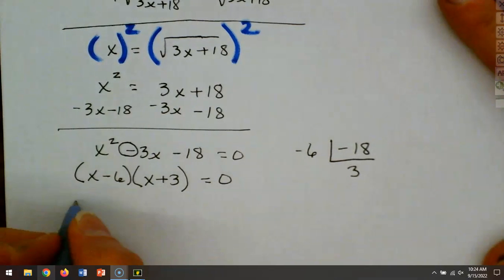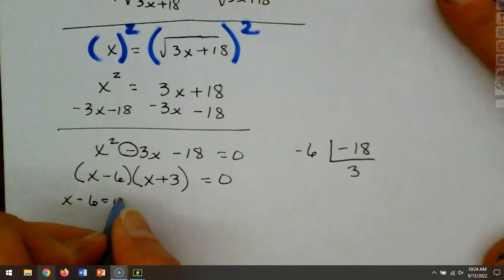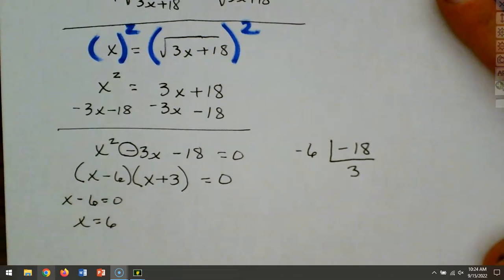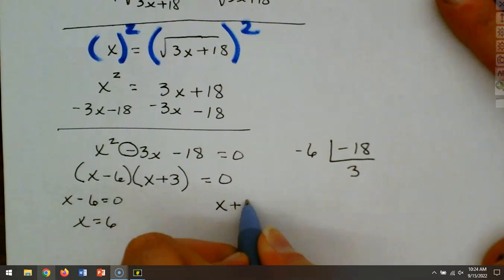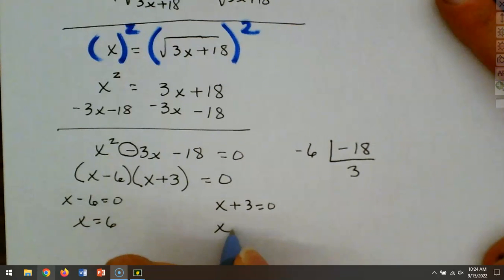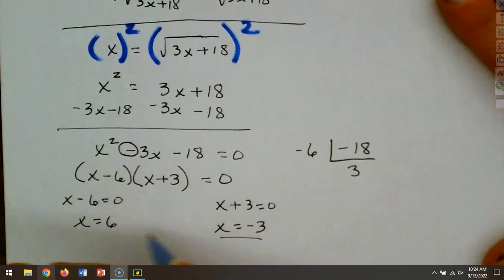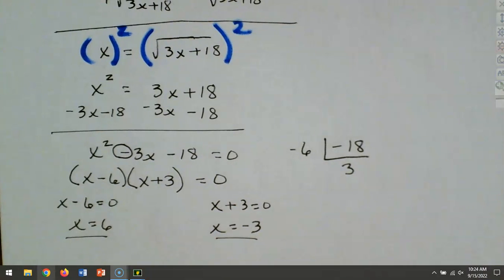Set it to 0. So x minus 6 equals 0, so x equals 6. X plus 3 equals 0, so x equals a negative 3. Now, we are not done yet. Okay, we got our 2 possible solutions.